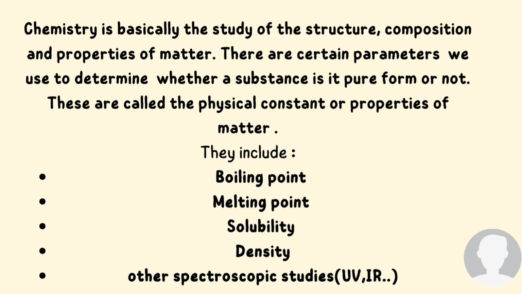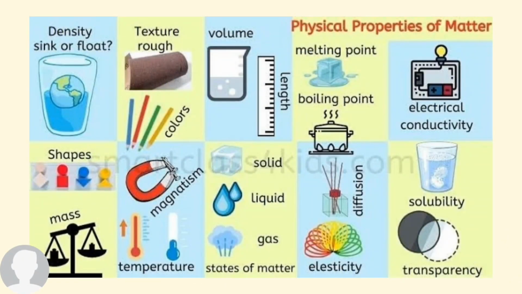There are certain parameters we use to determine whether a substance is in its pure form or not, and these are called physical constants or properties. They include the boiling point, the melting point, solubility, the density, and other spectroscopic studies like ultraviolet diffraction studies, infrared ray studies, and so on and so forth. Now, we are going to look at the properties of matter.